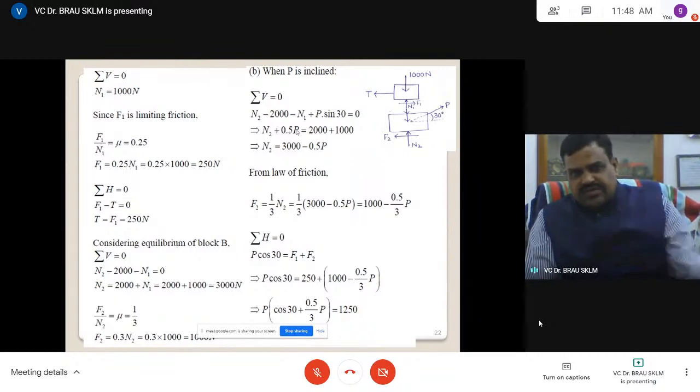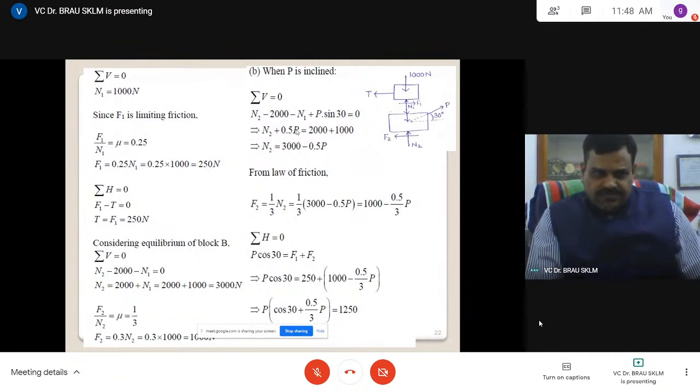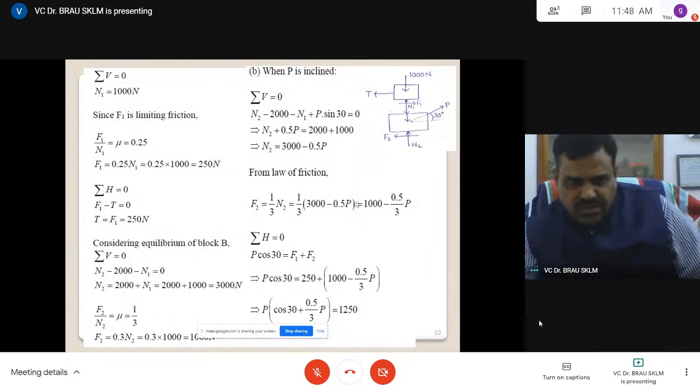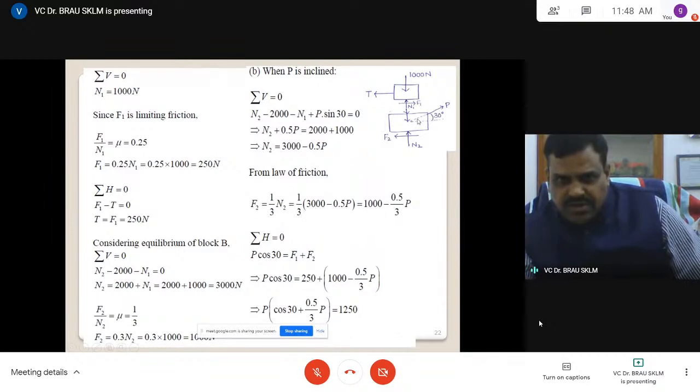Now represent the equation like this, because N2 is unknown, P is unknown. Now go to the second equation. F2 is equal to mu times N2. N2 is this, mu times N2, F2. Now let us go to the horizontal. Horizontal is P cos theta and F2.